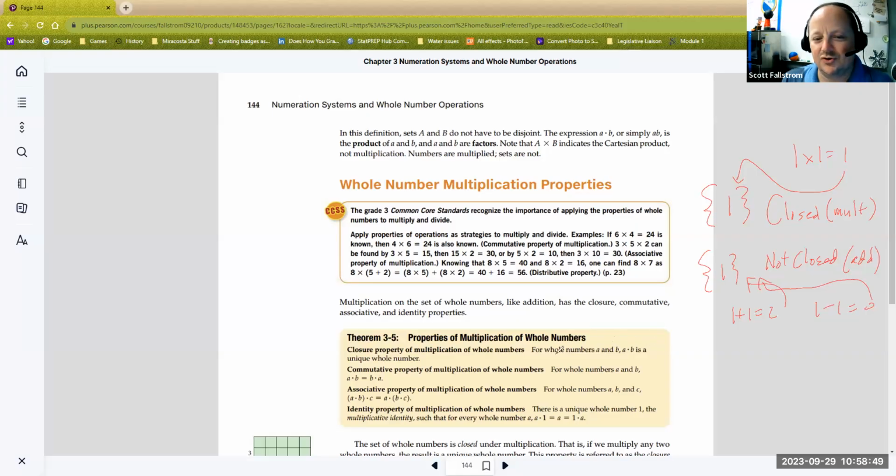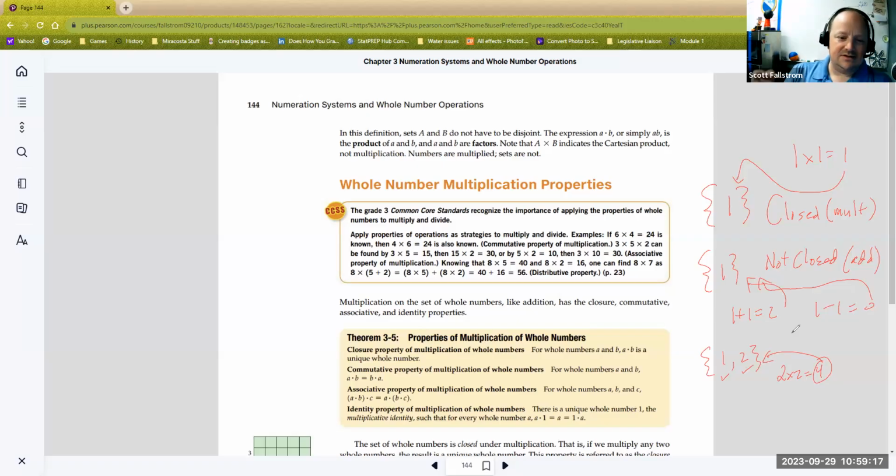Okay, so closure of multiplication says if you take two whole numbers and you multiply them, you're going to get a unique whole number. Now we can do that for other sets. I did it with the set containing 1, but you could do it with the set containing 1 and 2, let's say. 1 times 2 is 2. That's in the set. 1 times 1 is 1. That's in the set. 2 times 2 is 4. Ooh, 4 is not in the set. So you would say not closed.